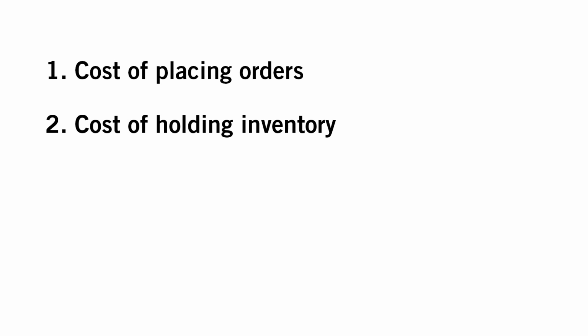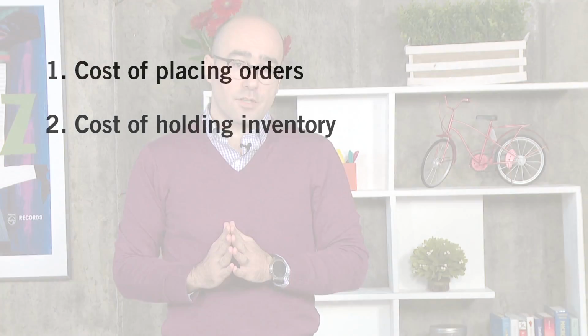To do that, we're going to evaluate the annual inventory-related costs. What are those costs? There are two types of costs. The first type of cost that we are going to consider is the cost of placing orders. The second type of cost that we are going to consider is the cost of holding inventory. Let's look at the cost of placing orders first.